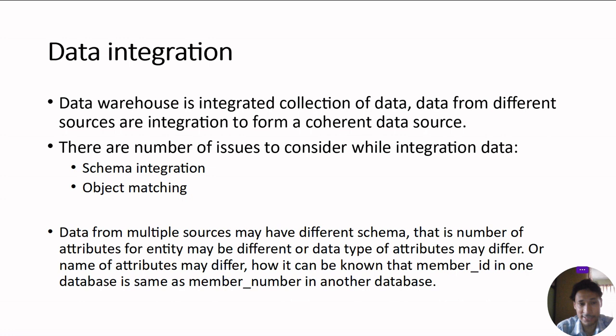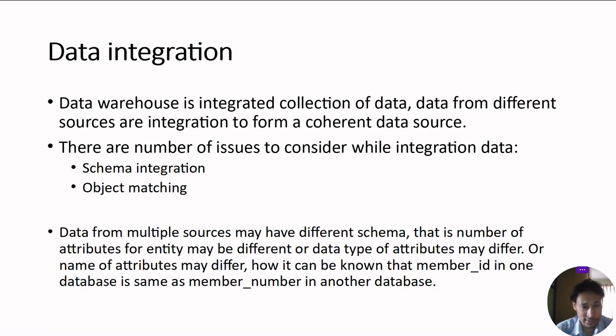Now let's talk about data integration. We already know that a data warehouse is an integrated collection of data. Data from different sources are integrated to form a coherent data source. There are a number of issues to consider while integrating data. Data are brought from different sources. It is not necessary that all those sources have the same schema, or the same name for the entities. The schema means the design of the database may differ. So these are the problems that we will be facing while integrating the data.